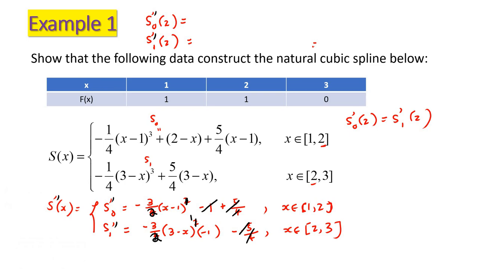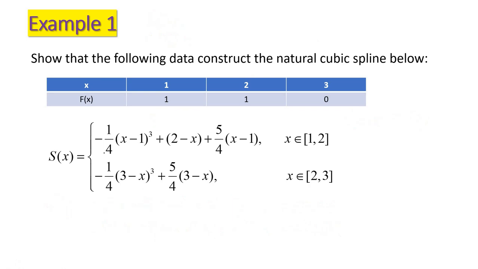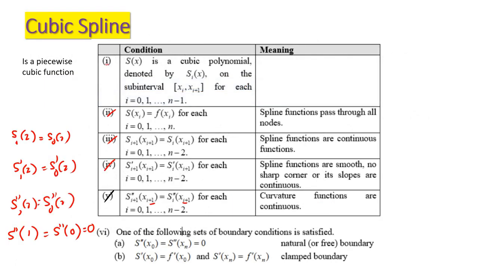So when x equals 2, 2 minus 1 is 1. So you have here negative 3 over 2. So S double prime not, note when x equals 2, and calculate S double prime 1 when x equals 2. So 3 minus 2 is 1. So you have negative 3 over 2. Hence, we have shown that S double prime not when x equals 2 equals S double prime 1 when x equals 2. This is condition number 5.